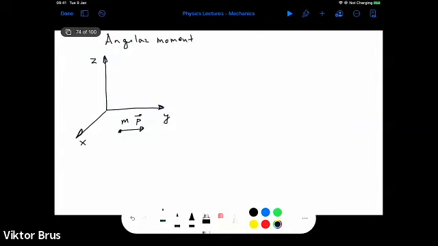Remember how we define linear momentum? What is the equation for linear momentum? Who remembers?